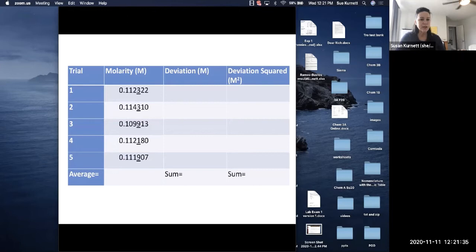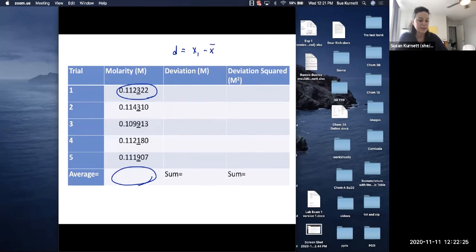I believe you already know this, so I've done all the work. What I'm going to say is, I think you know how to find the deviation and the deviation squared because you've done standard deviations. So let me just remind you that once we come up with an average, the deviation is just, for example, maybe trial 1's number minus the average.